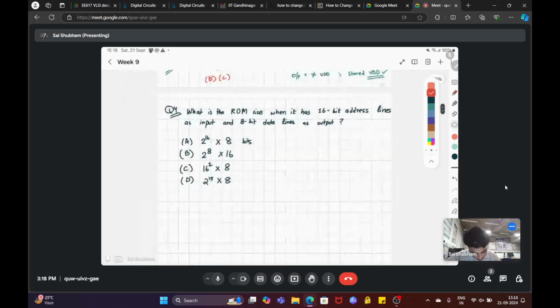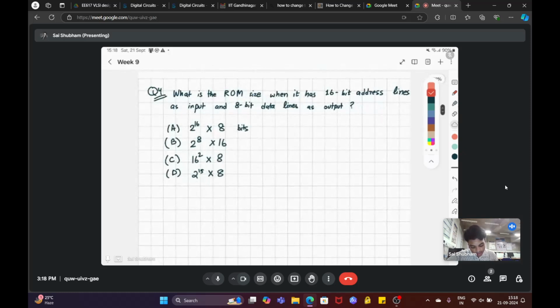So what is the ROM size? Read-only memory size when it has 16-bit data lines as input and 8-bit data lines as output. Okay, so this is a simple mathematics question where 16-bit address lines means that with each unique combination you can access a particular unique location. So the hint I would like to give is that the number of unique locations is the total number of defined addresses, and if you multiply with the size of that location, you will get the size of the memory.